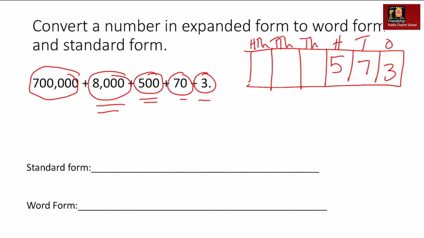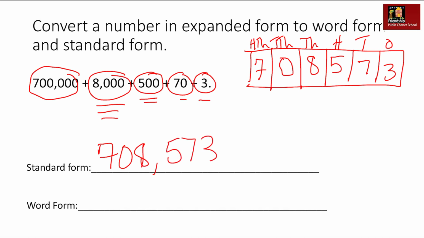Let's look at the next one. That's 8,000. So how many thousands do we have? Well, we have 8. And then we have 700,000. So should we put anything in our 10,000s place? No. What we should put in our 10,000s place is a 0. So let's go ahead and put a 0 there. And then we have that 7 that goes in the hundred thousands place. So my standard form is going to be 708,573.